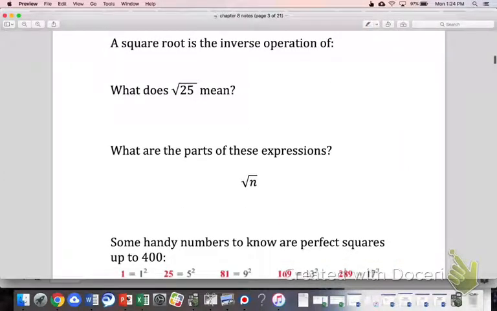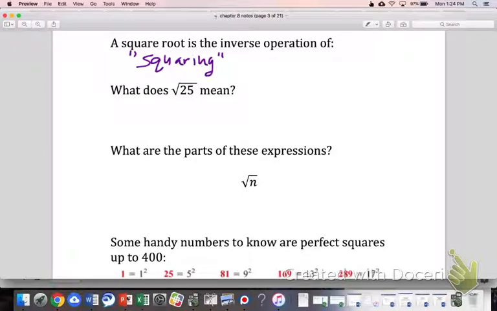So let's go through some terminology here really quick. I think this will hopefully make sense from what we just talked about. A square root is the inverse operation of what? Squaring, yes. So if you square something, if you take something to the second power, then the way that you undo the second power is to do a square root.